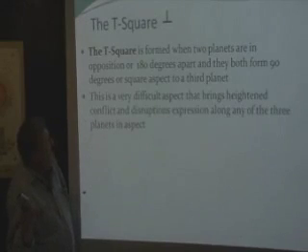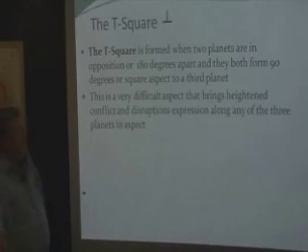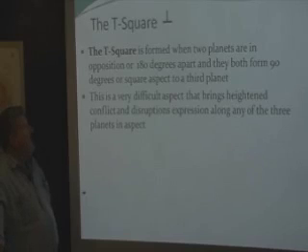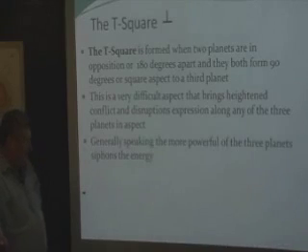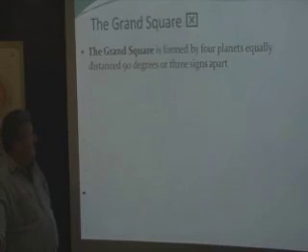So, T-square: two planets in opposition, or 180 degrees apart, and they both form a 90 degrees or square aspect to a third planet. Difficult aspect, it brings heightened conflict and disruptions along any of the three planets in aspect. Generally speaking, the more powerful of the three planets siphons the energy.